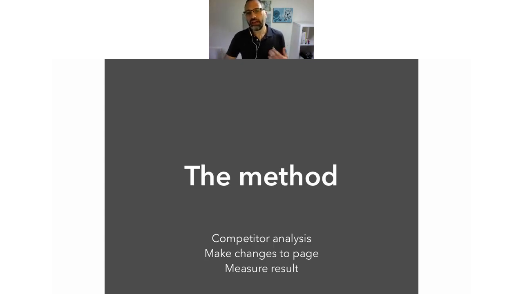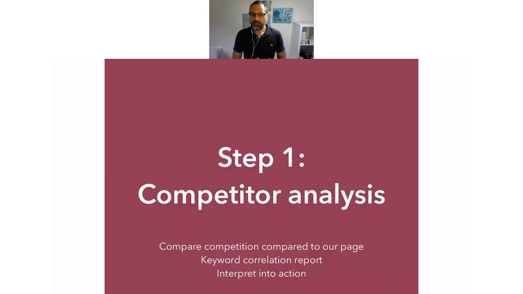Cool, thanks for that. So that was our method, really: going through some analysis. What's out there already? What are they doing? What changes can we make to improve upon that? And then measuring the result and making changes based upon that. Okay, so step one, the competitor analysis. Now, this is formed around a keyword correlation report.